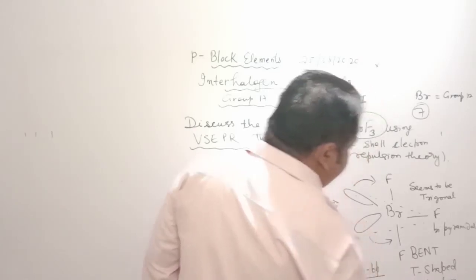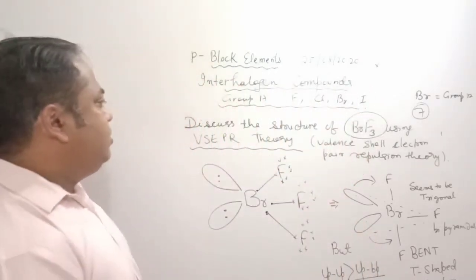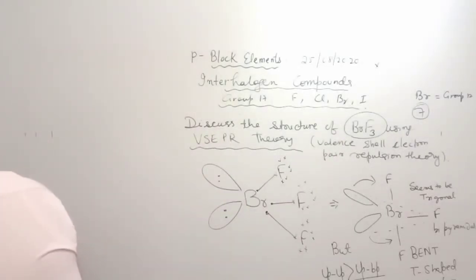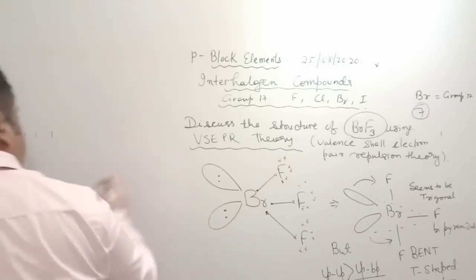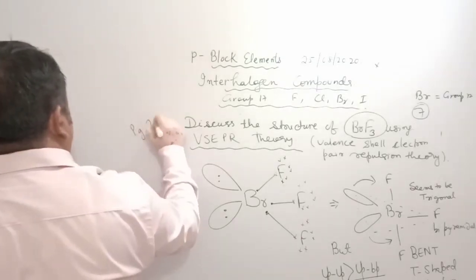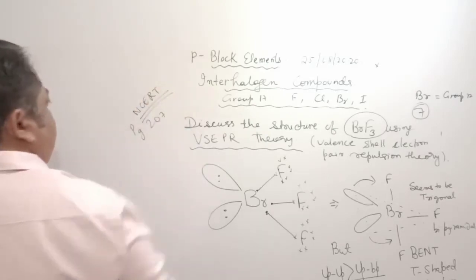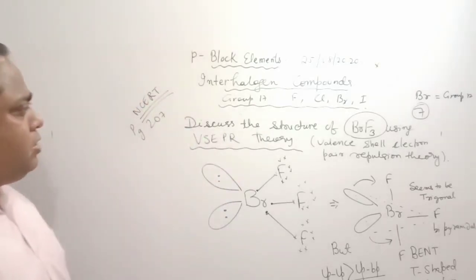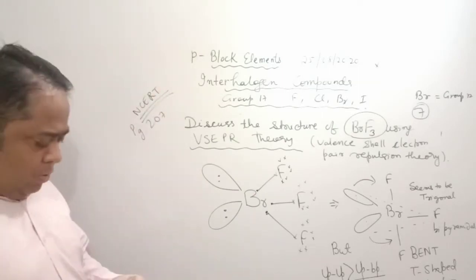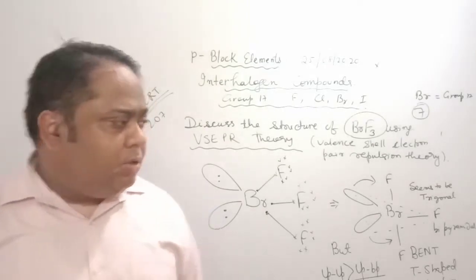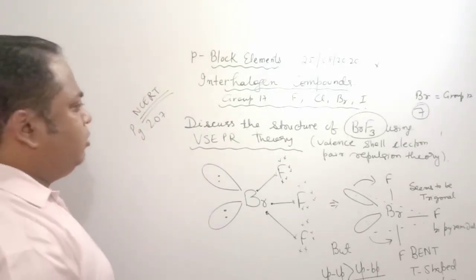So in this way we can find out the structure of any interhalogen compound. This was a question from page number 207, NCERT. Based on this question, we can find out the structure of all other interhalogen compounds. We will do that exercise. It will become easy. And the same thing you can apply for finding out the molecular structure of any other p block elements.